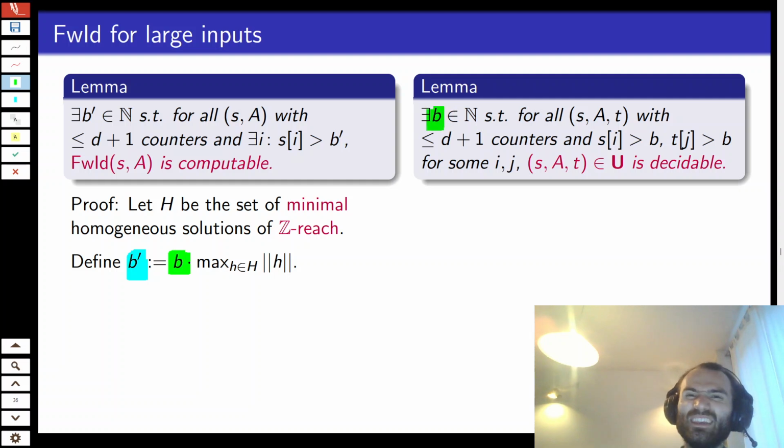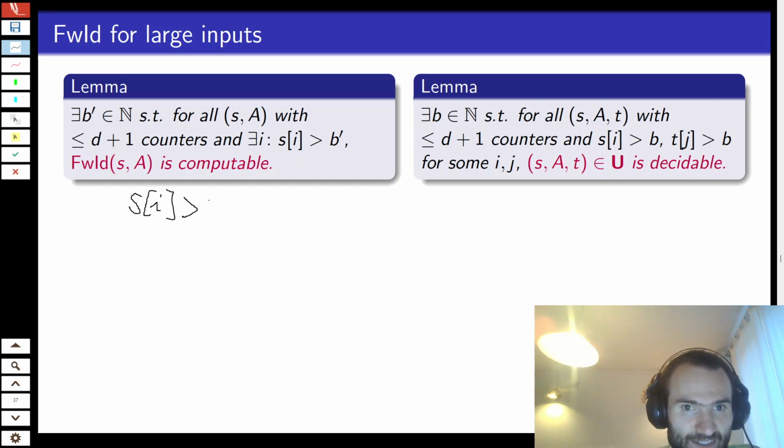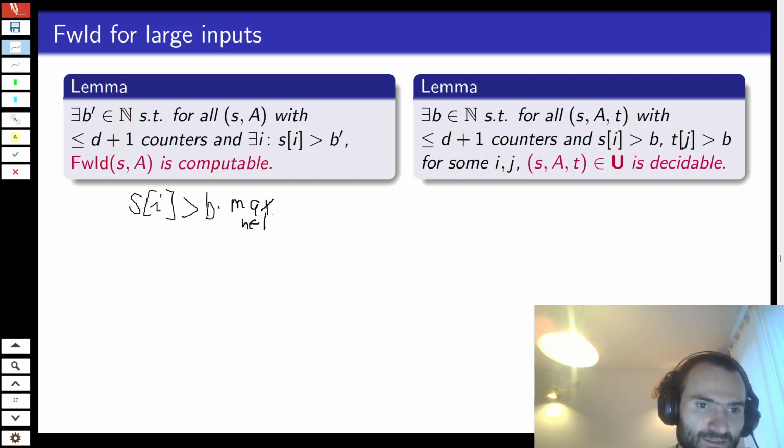You take the bound B that is guaranteed by the lemma on the right hand side, and you take times the maximum of the norm of one of these minimal solutions. And now what is the point, right? I mean, why would you do this? Well, take some vector S where some counter is greater than B prime. So we have S of I is greater than B times the maximum over all H in H, norm of H.